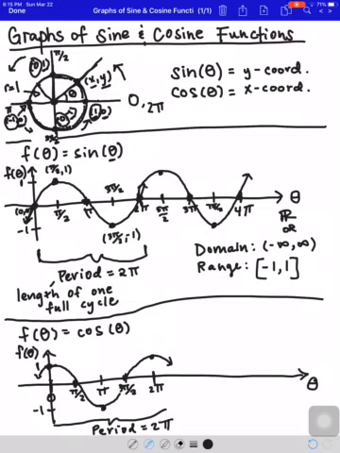And what about our domain and range? Well, again, our angles can go to the left and right forever, so all real numbers. And our range, we get basically the same kind of y values, so -1 to +1. And there we go. These are the basic graphs of sine and cosine.